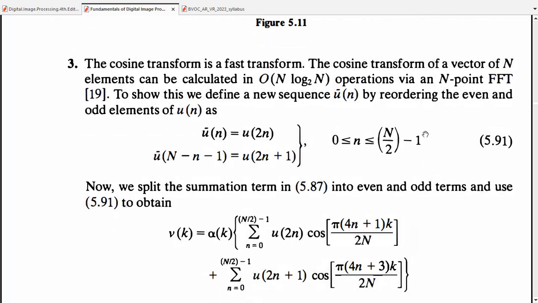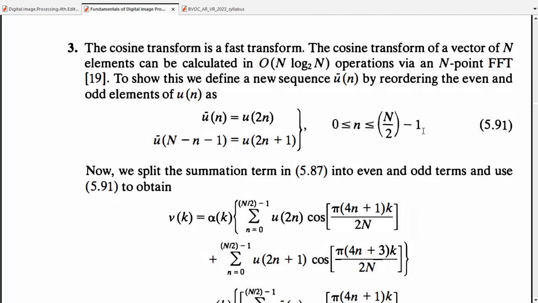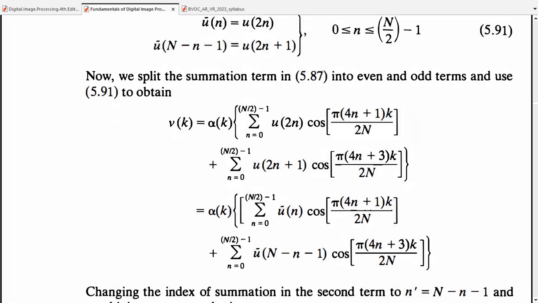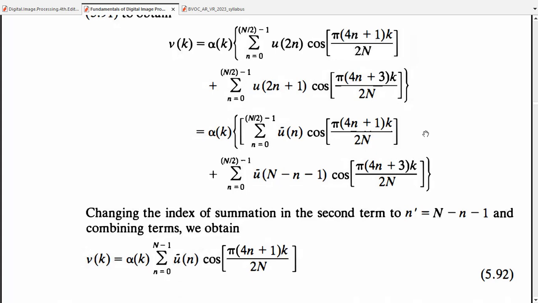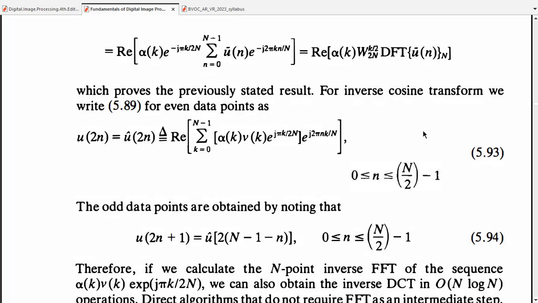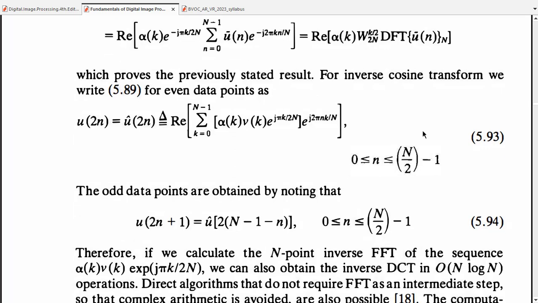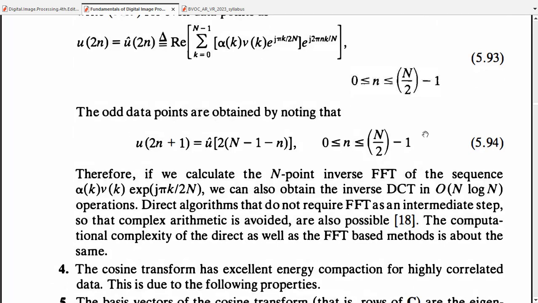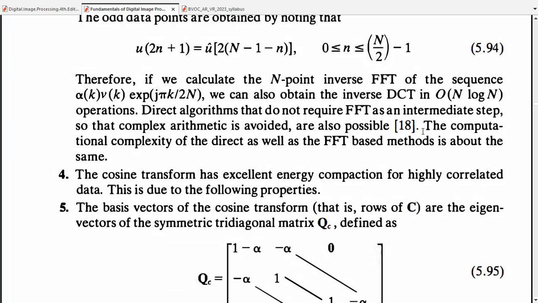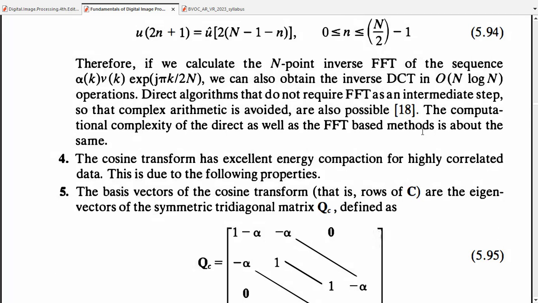Both will be computed from the even and odd elements of u(n), as denoted in equation 5.91. Each summation is split into even and odd terms to obtain the formula to be applied. The inverse cosine transformation is also performed from the data points, both odd and even. In this direct algorithm, the inverse FFT and inverse DCT are used, and it involves complex arithmetic.